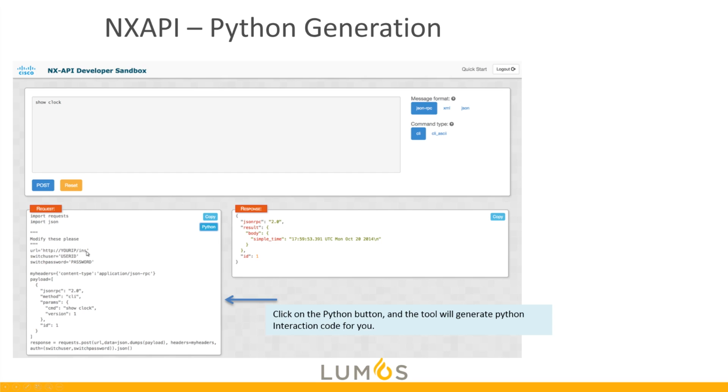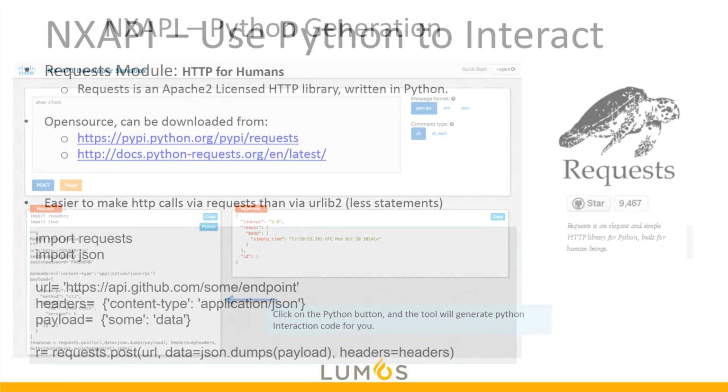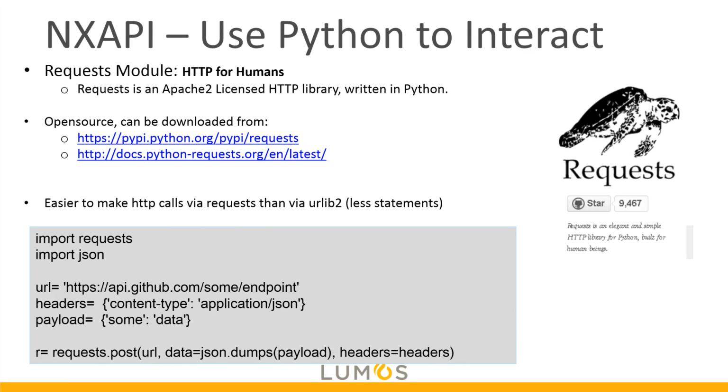Remember, this is /ins, so this is just the JSON-RPC API interface through HTTP or HTTPS. Recall this is not REST API, so we'll talk about that in a moment. NX-API does use the requests module. You can read about this, but basically you do need to import requests so that you can use the request library or module, and you also need to import JSON so that it recognizes the JSON structure of serialized data.